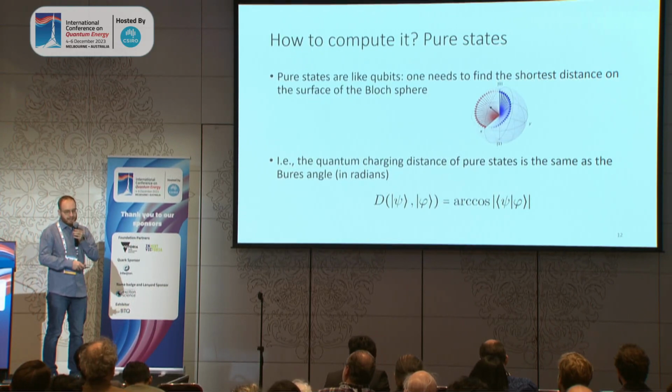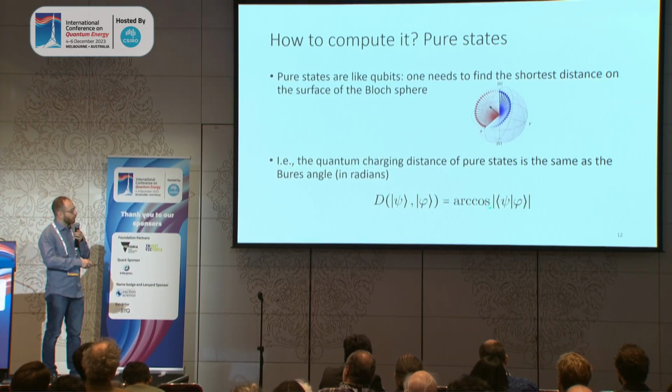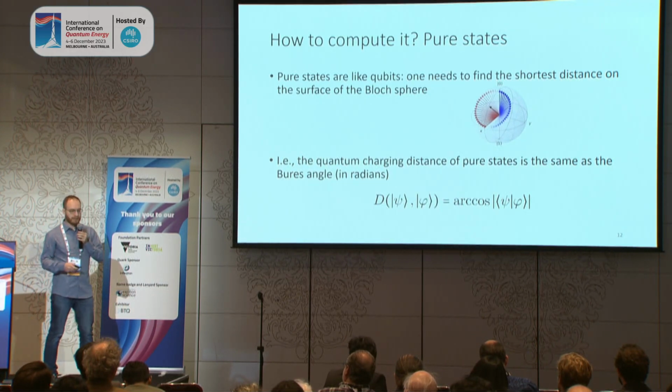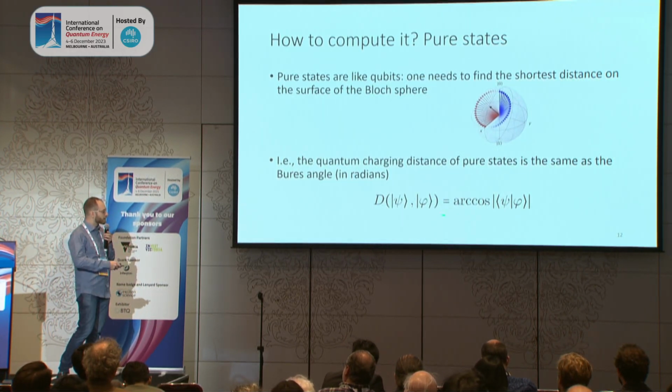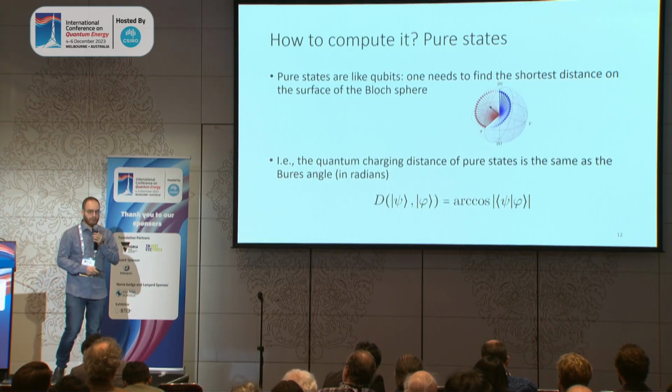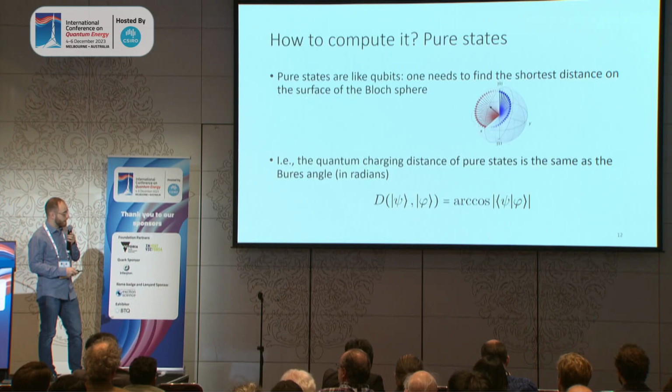With any charging system, your depleted state is, let's say, all zeros, and your charged state is all ones. But this depends only on the overlap, and the depleted and charged states are always orthogonal. So this distance will always be equal to pi half, no matter how big a system you have.